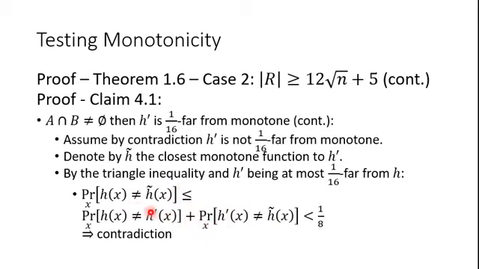So what do we know? We know from the previous slide that this is less than 1/16. We just saw that. And this, by our assumption, is also less than 1/16. So in total, we get that this sum is less than twice 1/16, which is less than 1/8. And this cannot be because we know that h is 1/8 far from monotone. So we get a contradiction.